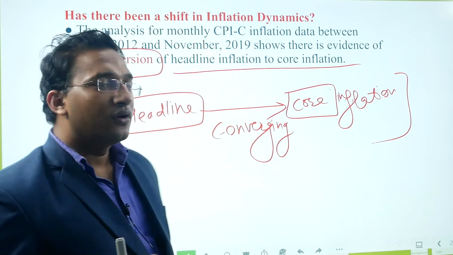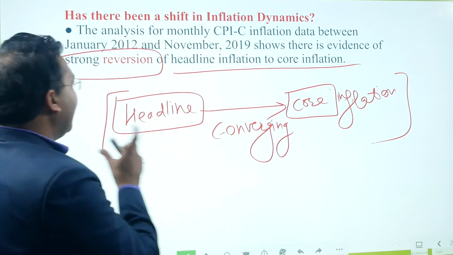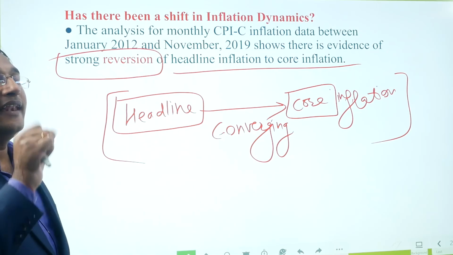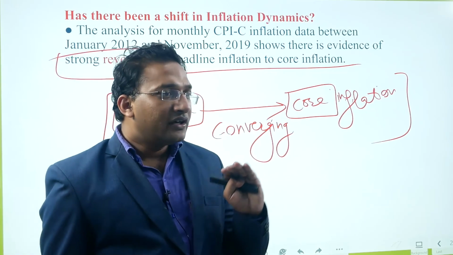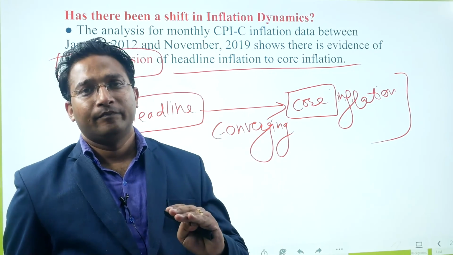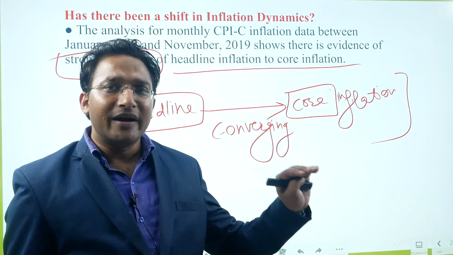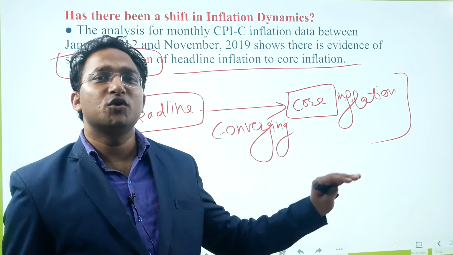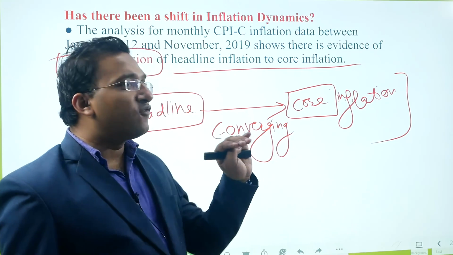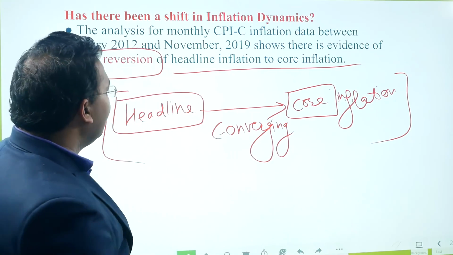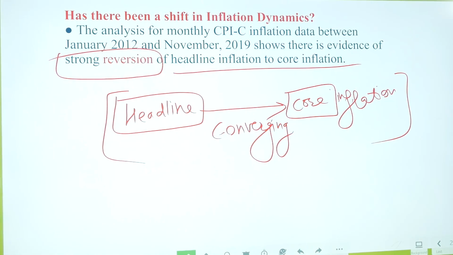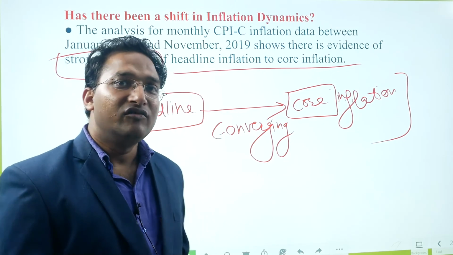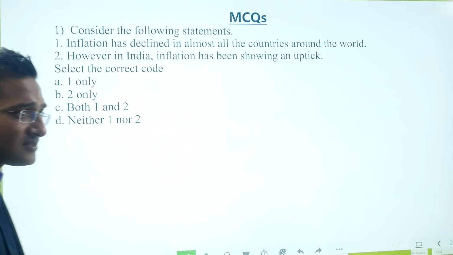Why is that? Because one of the major components of headline inflation used to be the food and energy, which are not part of the core, and because of the decrease in the prices of crude oil, the energy prices have been comparatively low. Similarly, the food inflation has been under control. So because of control in the food and energy inflation, there has been the movement of headline inflation towards the core inflation. The headline inflation has been becoming quite stable over a period of time. This is one of the very good things. This is one of the achievements which we can see in case of India. Now let us start the MCQs.